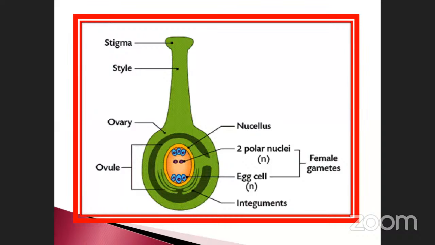Inside, see, the integument is there. There are two integuments, inner integument and outer integument. Inside, how many cells are present? 8 nuclei are there, but 7 cells and 8 nuclei are present in it. We will see the detail. This is the normal female structure.